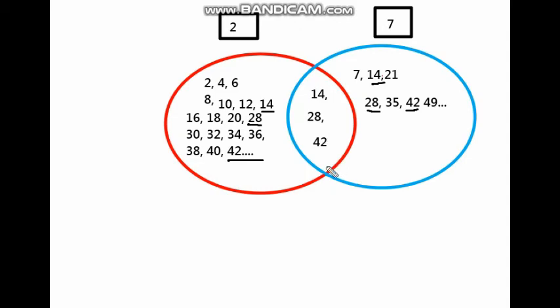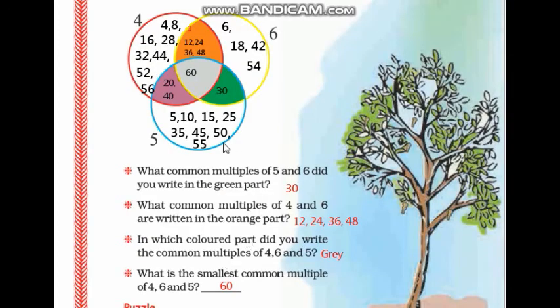These are the common multiples of 2 and 7. Now let's move on to the next page. As we have done in the previous question, here also we are finding out the common multiples of 4 and 6, 6 and 5, 5 and 4, and then the smallest common multiple of 4, 6 and 5.